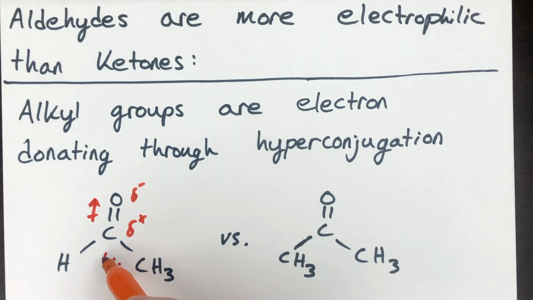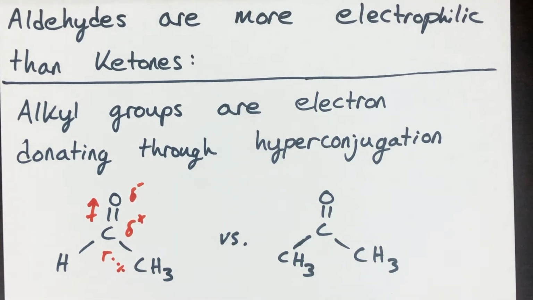And I will draw it as a dotted dipole like this, where you do have some electron density getting donated to that carbonyl carbon, which is making it less electrophilic than if there was no alkyl group there at all.